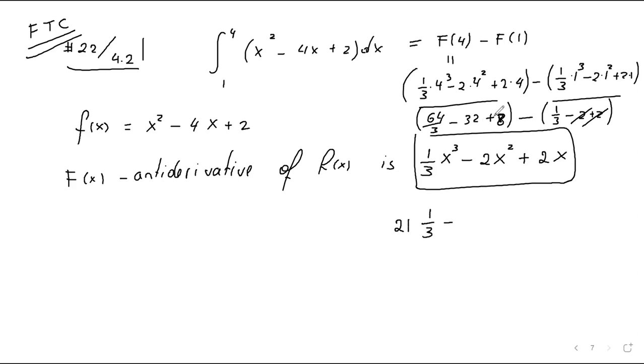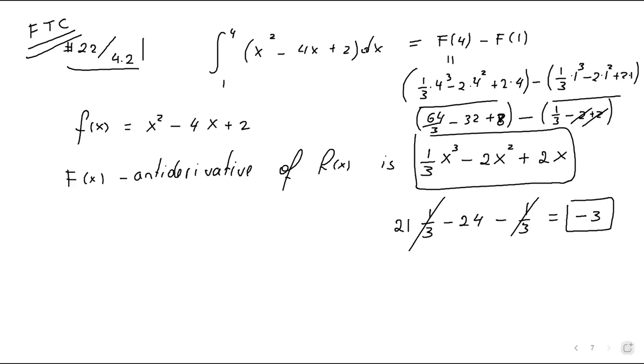Minus 32 plus 8 is going to be minus 24. And then we have minus 1/3 from here. So the 1/3s cancel out, and this is going to be 21 minus 24, which ends up being -3 for the answer for this particular problem. That's calculating one of the areas that we left unanswered last time.